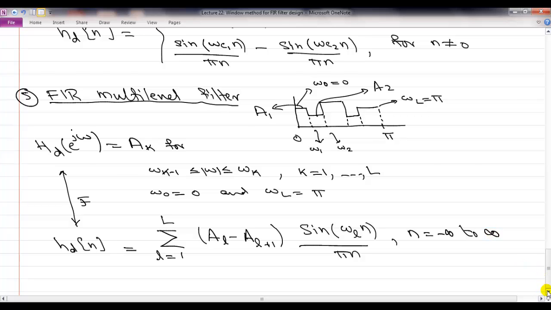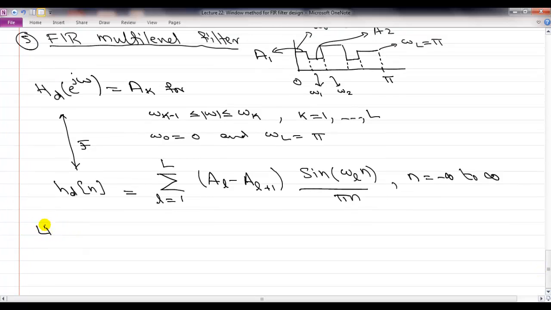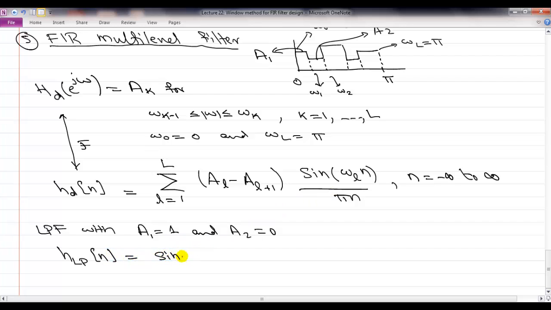If I had a low-pass filter, it is just a multi-level filter with A1 equal to 1 and A2 equal to 0, and you only have two levels. So if I just plug it into this formula, for h low pass I get exactly my formula, sine of omega C n over pi n. So this single formula actually is the generalization of all the other band stop, band pass, high pass, and so forth. So if you can just remember this formula, you pretty much know any type of filter which looks like a piecewise constant in the frequency domain.